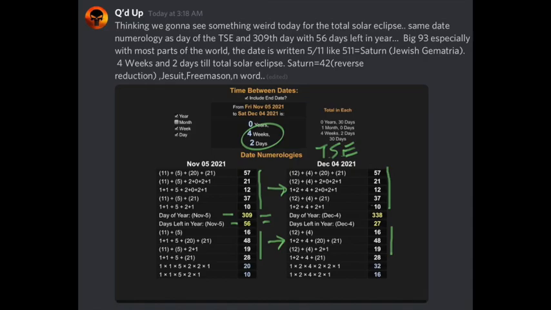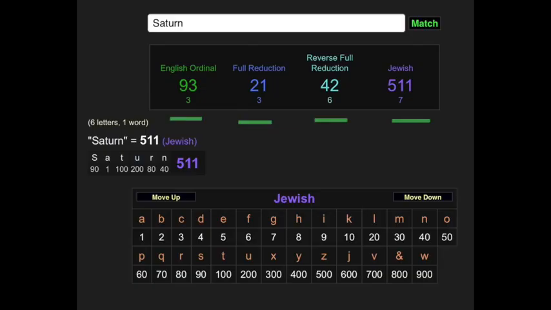So this is another cipher besides the 4 base ciphers. This is the Jewish cipher, the Latin alphabet, and 511 equals Saturn. We're at the 309th day of the year. And to boot, we know these people are eclipse sacrificers.